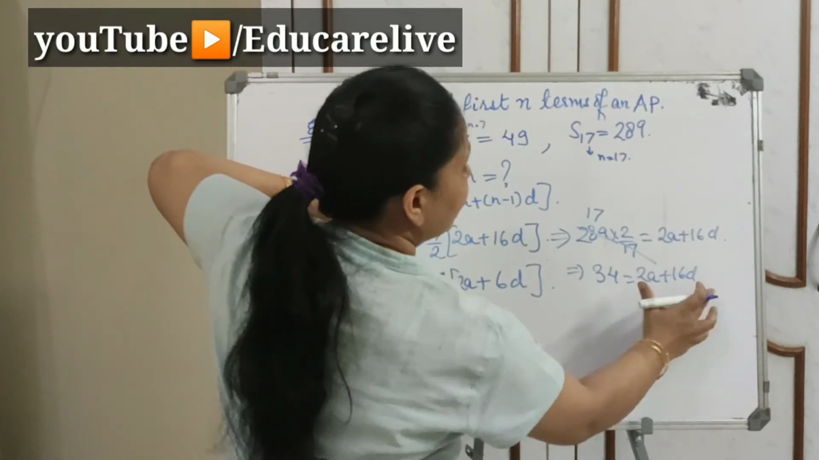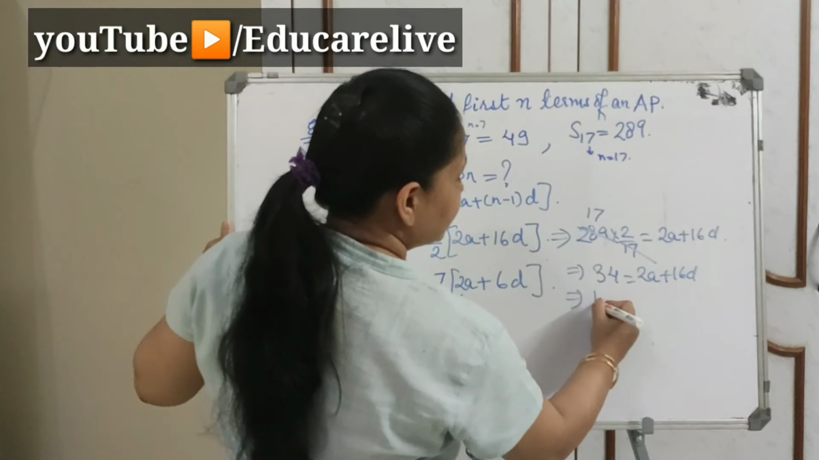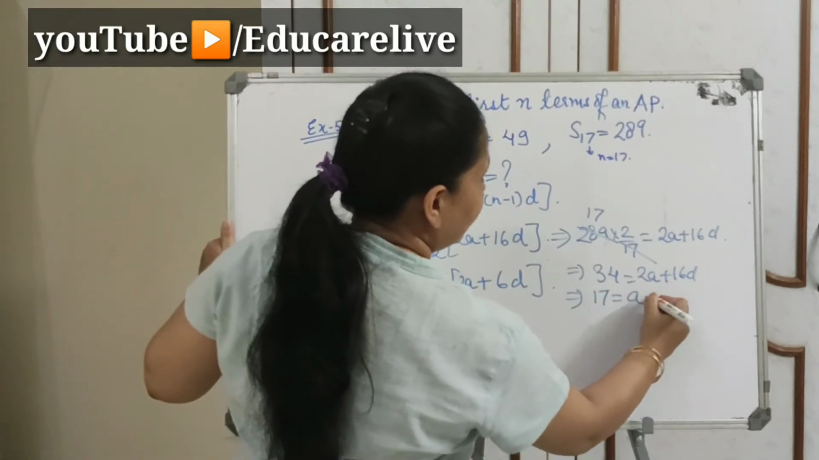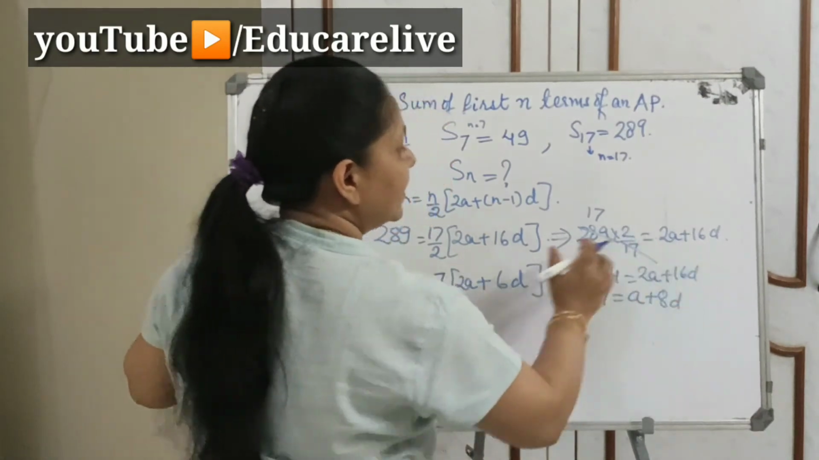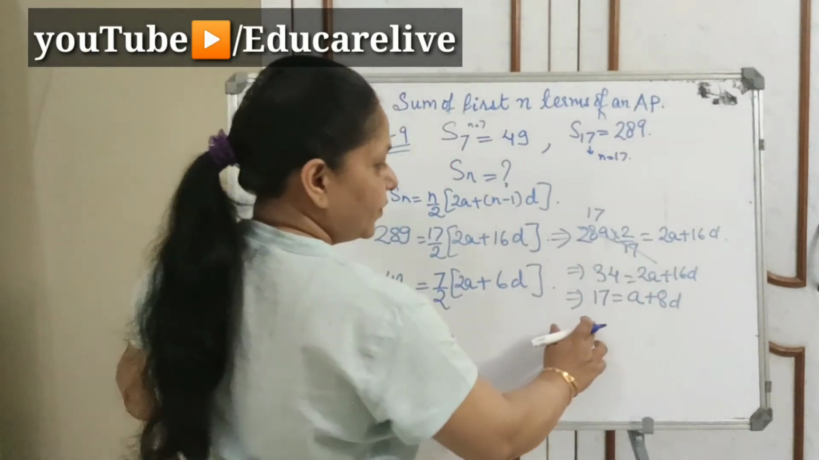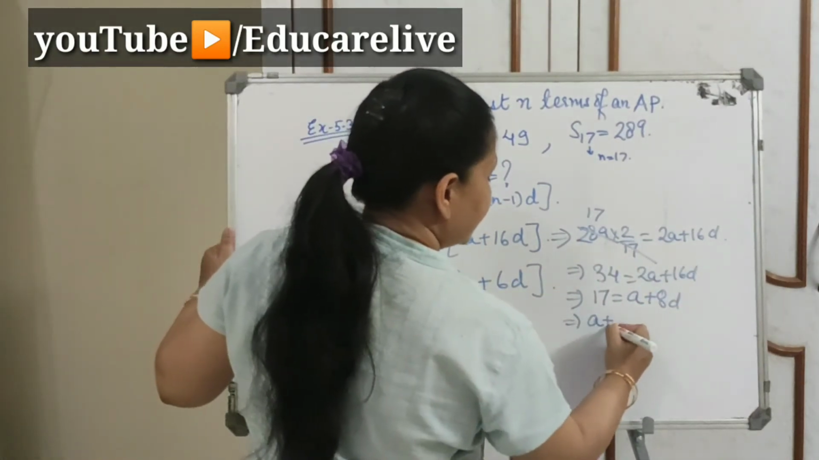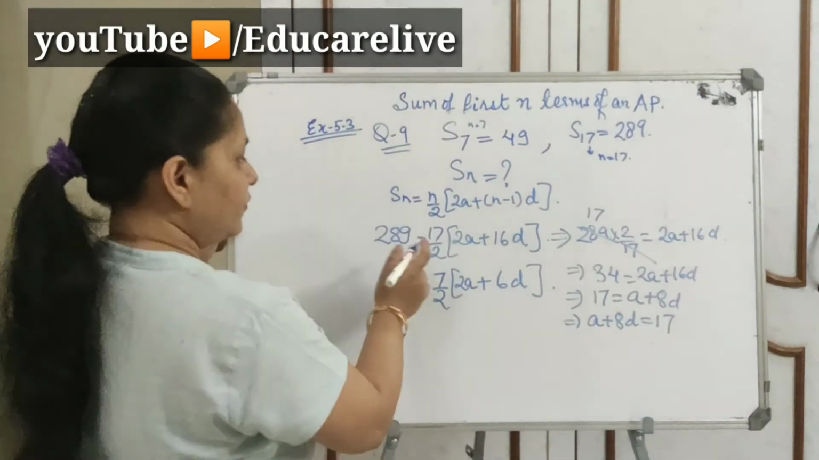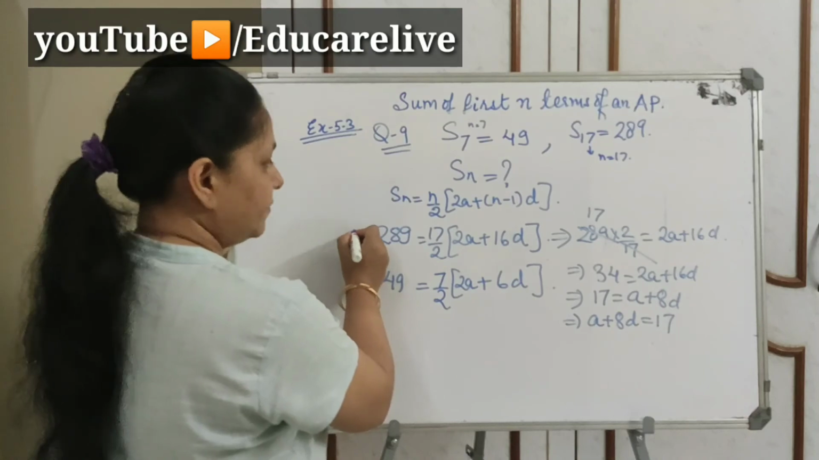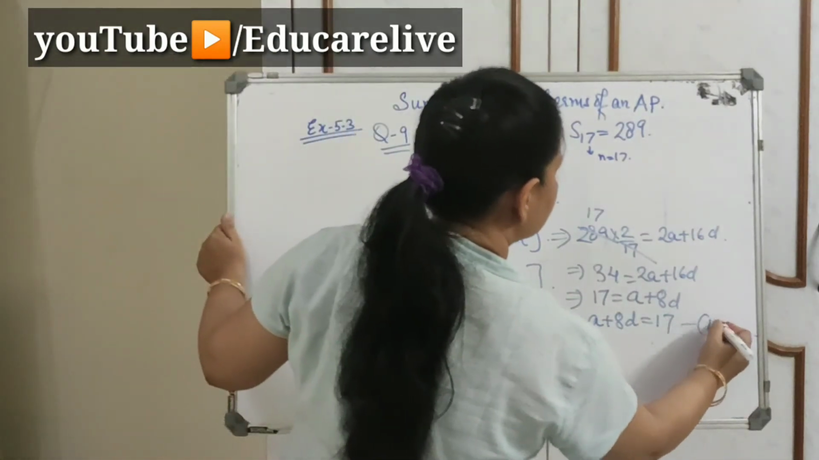I am going to divide the whole equation by 2. So this will be 17 equals a plus 8d. What I did? I divided the whole equation by 2. So I can write it like this: a plus 8d is equal to 17. This is the simplified form of this equation. Right? So let us mark it as 1.